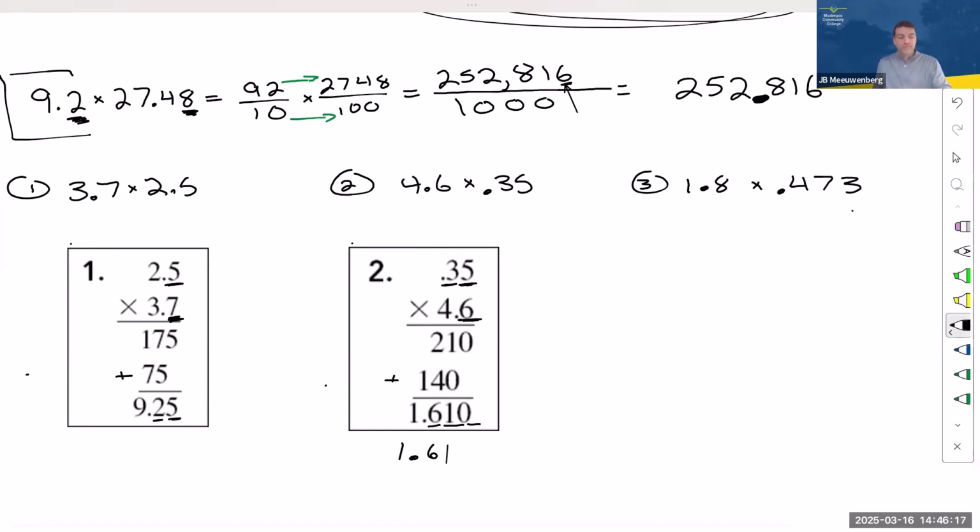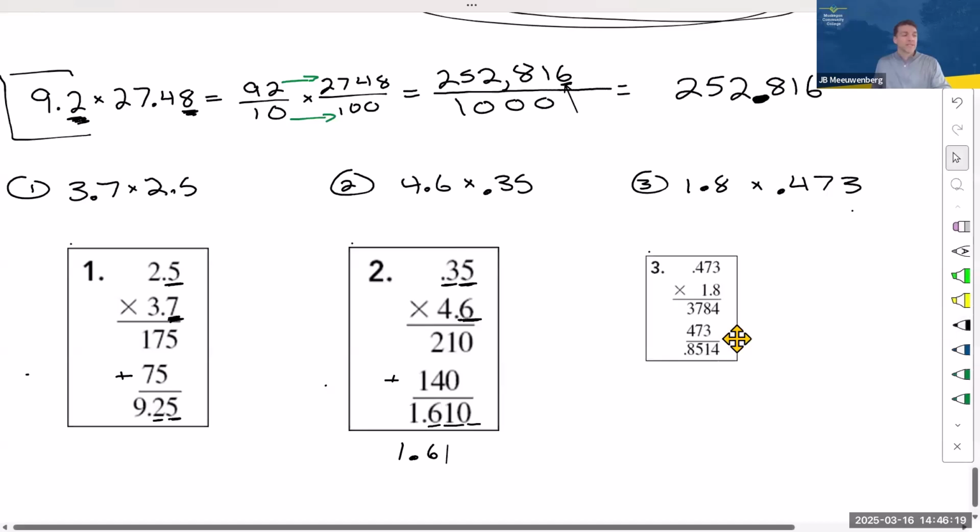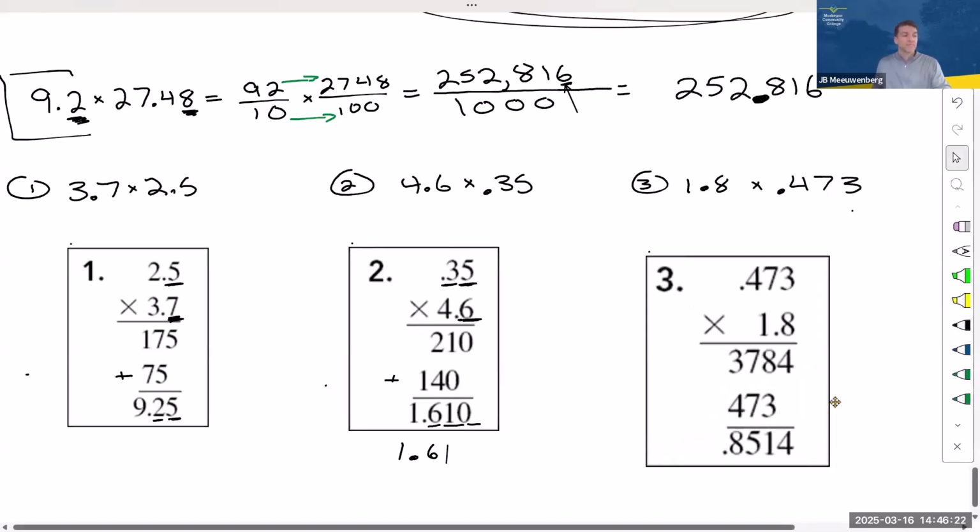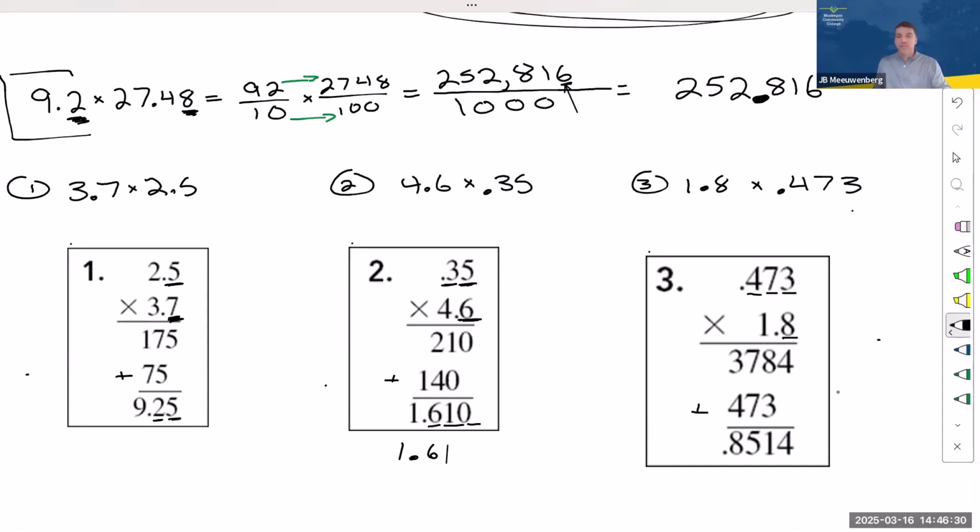For the last one, it's going to look like this. When you get done with this and add your partial products, we had 1, 2, 3, 4 decimal places in our problem, 1, 2, 3, 4 in our answer. So that's some good practice for that multiplication algorithm when you have to do things by paper and pencil.